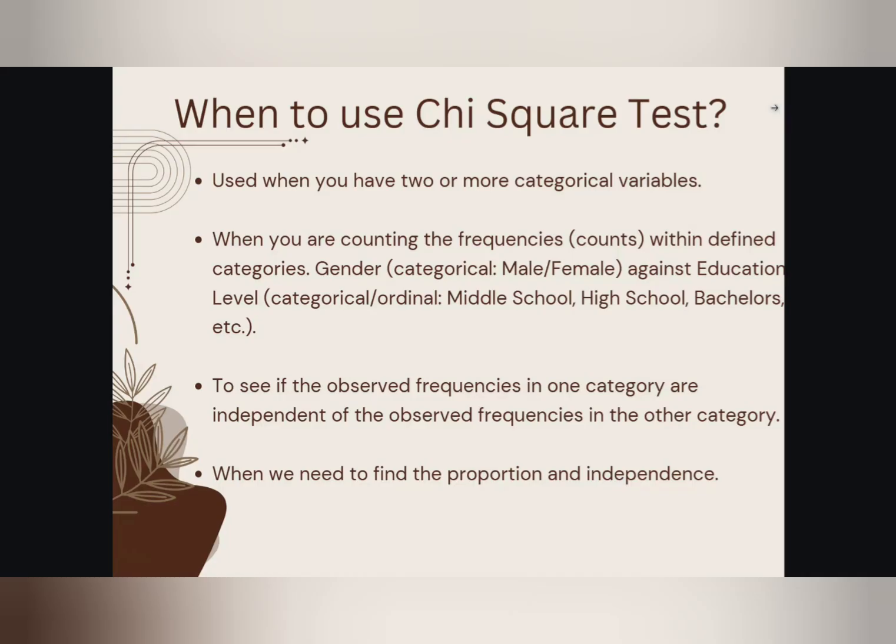So now we are going to move on to when to use the chi-square test. It is used when you have two or more categorical variables, when you are counting the frequencies within defined categories, like gender against educational level or gender against educational subjects. You can choose anything which has two or more categorical variables. It is also used to see if the observed frequency in one category is independent of the observed frequency in the other category. So when we need to find the proportion and independence, the chi-square test is used.